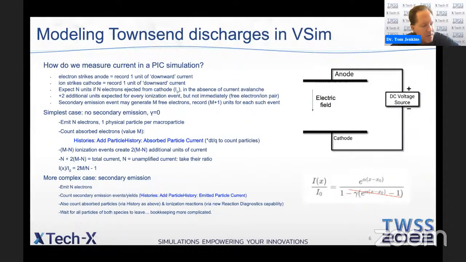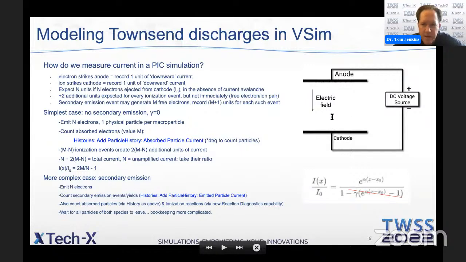In Vcim, there's a bit of a technical issue, in that how do we measure currents? Well, we have these particle histories that you probably know about if you're a Vcim user, but what current do we expect? Here, if we have an electron running up the field and hitting the anode, we'll call that 1 unit of downward current, if you will, because the electron's sign is negative, so we'll flip the direction. If we have an ion that hits the cathode, we'll also call that a unit of downward current, and so that's another +1. So essentially, if I kick off some number of electrons from the cathode, I expect to get at least that many at the anode.